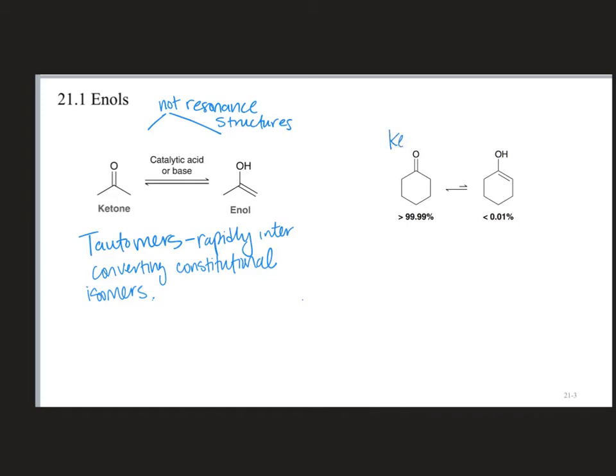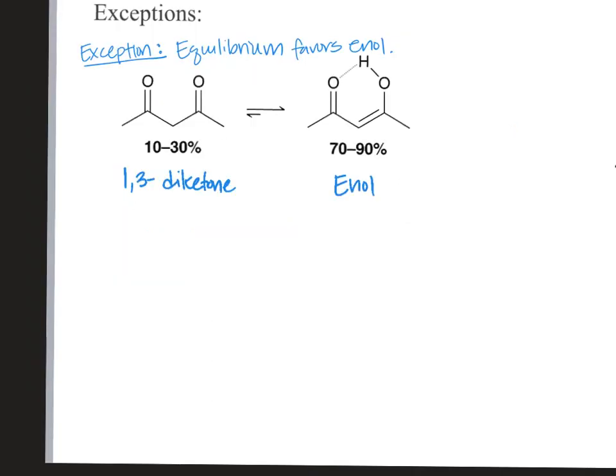Ketones and enols exist at equilibrium with one another. As shown here, equilibrium generally favors the ketone. In the next slide, we'll look at two exceptions to this. Here we're going to look at two exceptions where equilibrium will favor the enol.